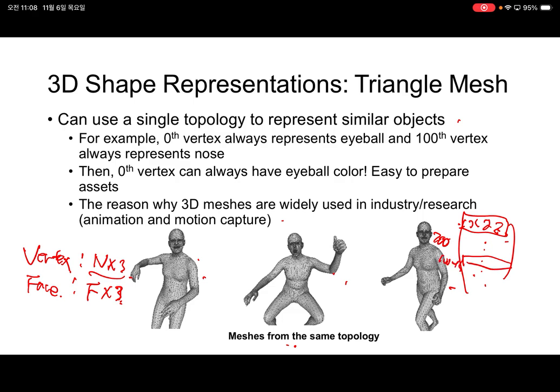So when preparing these meshes, let's say we are interested in making some animation, and then we need to assign color for each vertex, then this human might move, right? This human might move, but for the zeroth vertex, we always need to just assign eyeball color, like black, brown, or blue, any eyeball color depending on the human. We can assign the same eyeball color regardless of XYZ changes. So that makes animation and preparation much easier than voxel and point cloud.